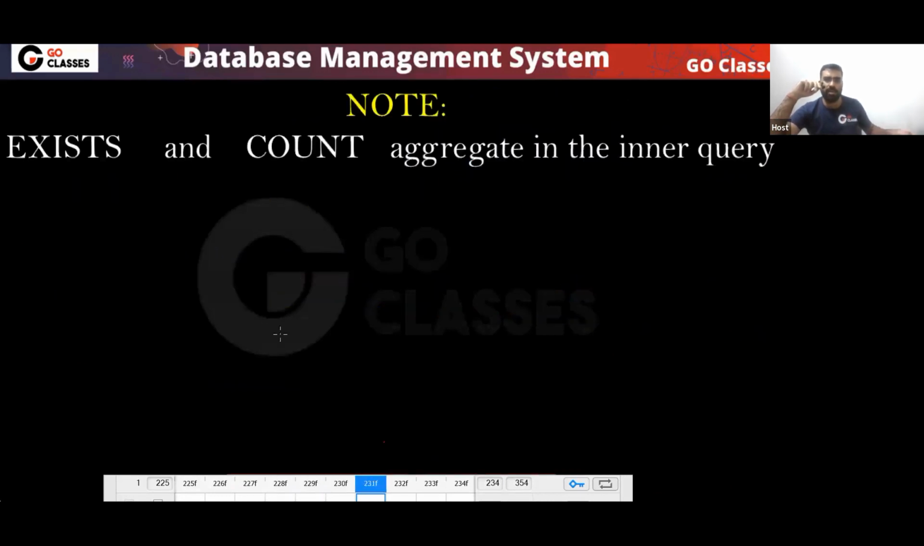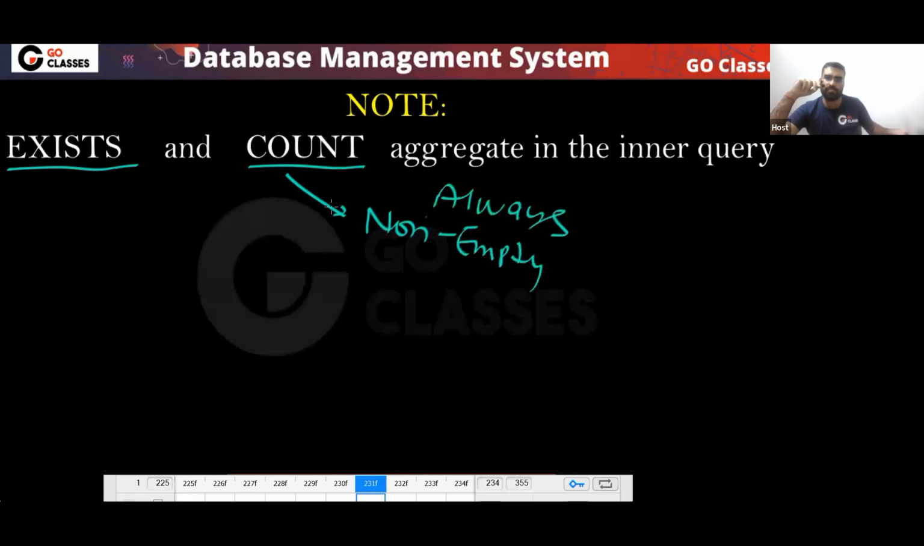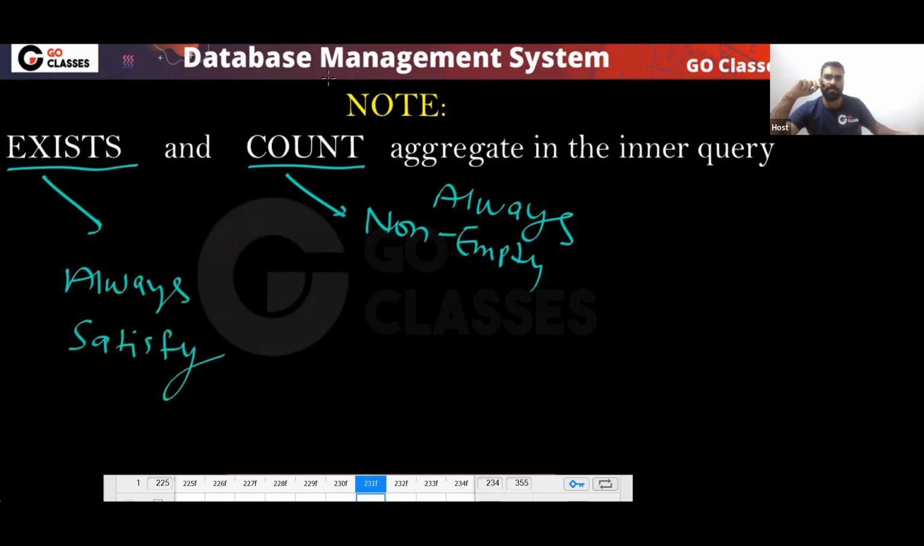Okay, and what about this one? This relationship. When you have exists and you have a count aggregate, this relationship will always be satisfied, because the inner result will always be non-empty. So this will always be satisfied. You have to take care now.